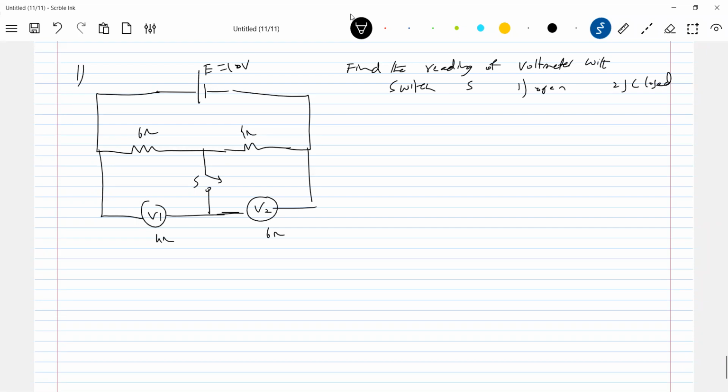So no current will flow in this open circuit. What is V1? This 4 ohm is the internal resistance of the first voltmeter, and 6 ohm is the internal resistance of the second voltmeter. So then the current will flow like this, I by 2. Why am I giving equal current? Look at the branch resistance: 6 plus 4, 4 plus 6, 10. So the current will branch equally.